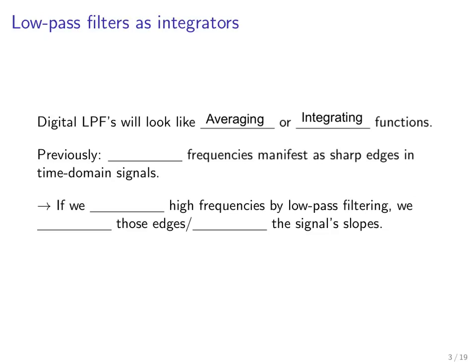Previously we saw that high frequencies manifest as sharp edges in time domain signals. So if we apply a low-pass filter to those sharp edges, we will then attenuate those high frequencies, right? If we attenuate high frequencies by low-pass filtering, then we will remove those edges, or equivalently reduce the signal's slope. Okay?